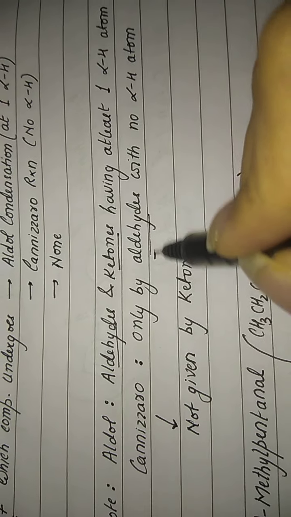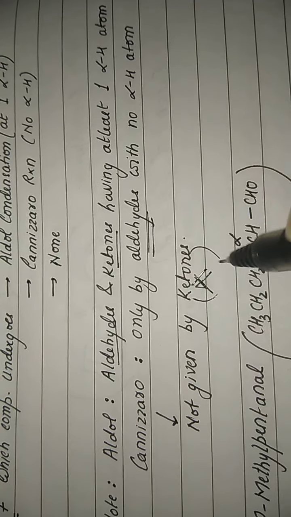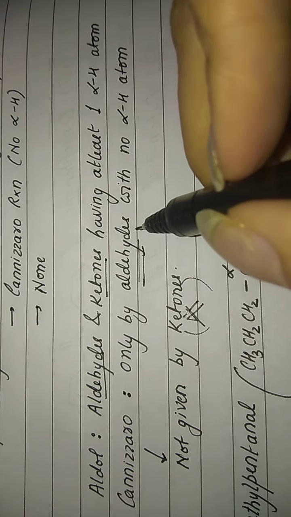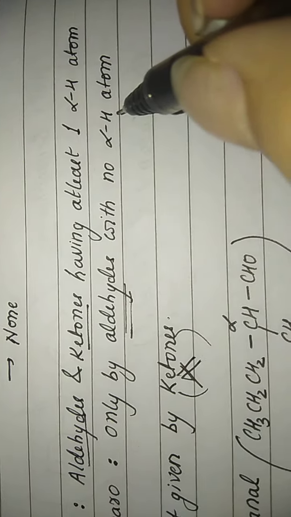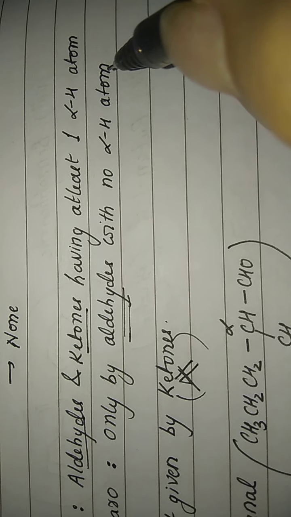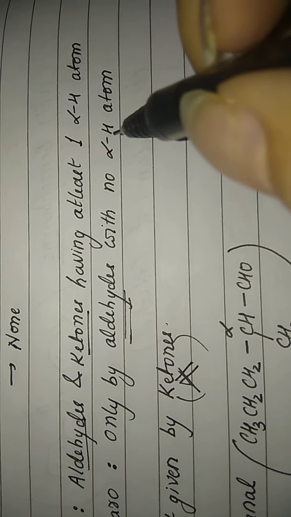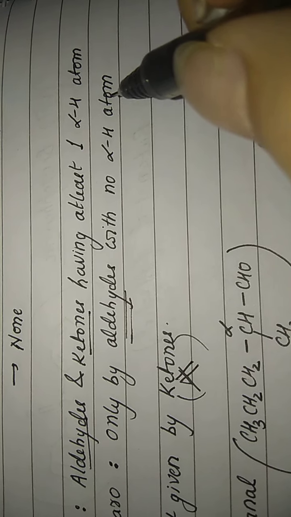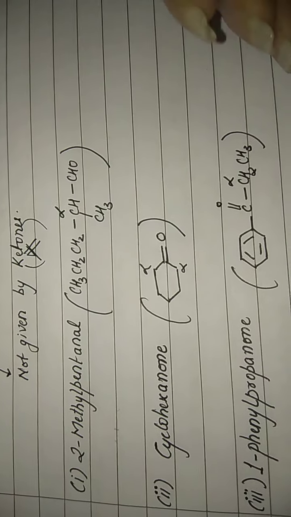For Cannizzaro reaction to occur, first of all, Cannizzaro is given only by aldehydes and it is not given by ketones. What is the condition for Cannizzaro reaction to occur? That no alpha hydrogen atom should be present. That means no hydrogen atom should be present at the alpha position. Such aldehydes undergo Cannizzaro reaction which do not possess any hydrogen atom at the alpha position. Okay, let us discuss one by one.